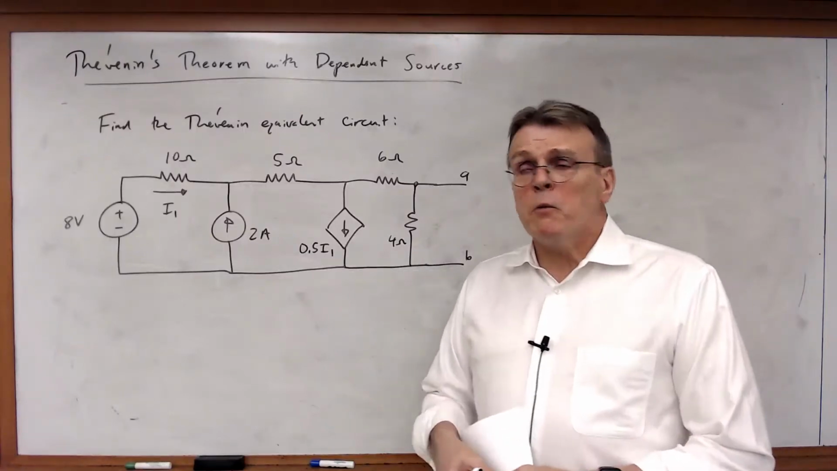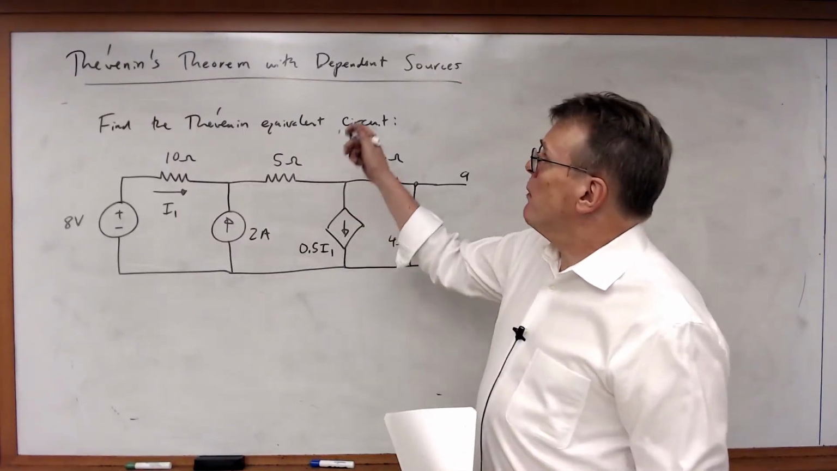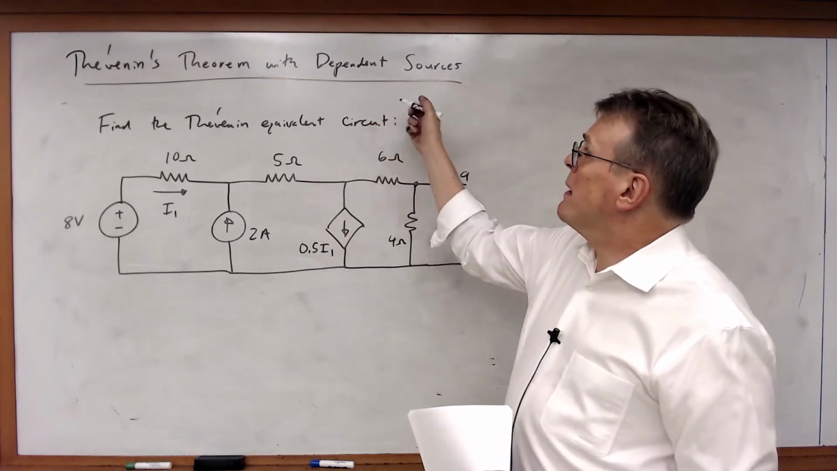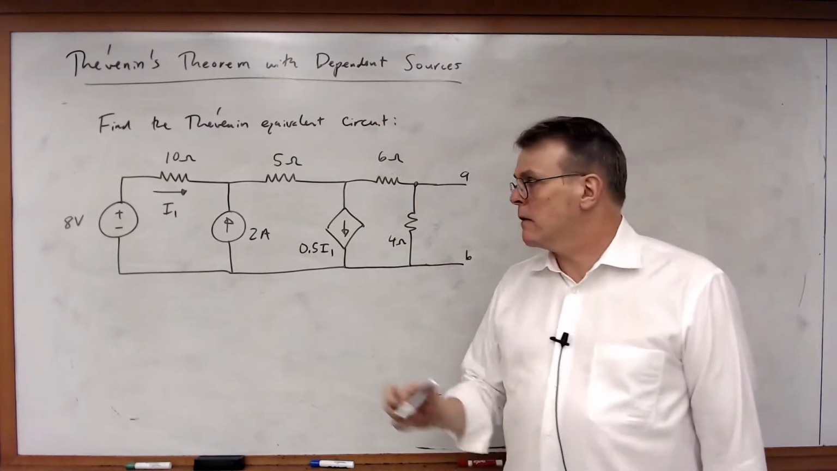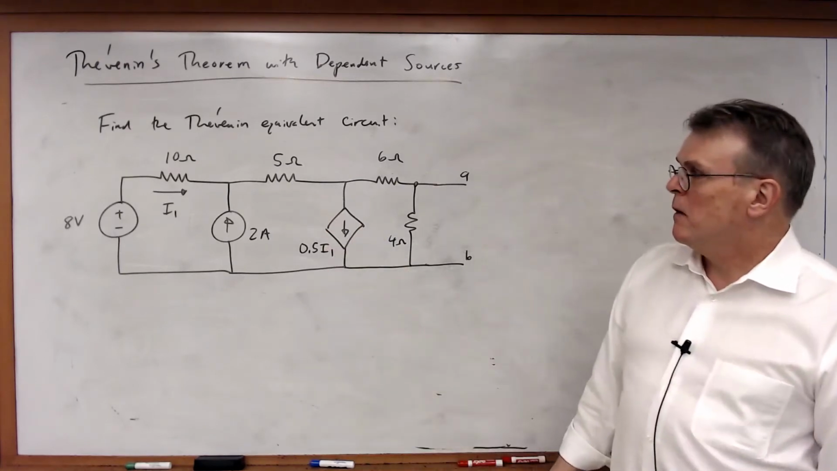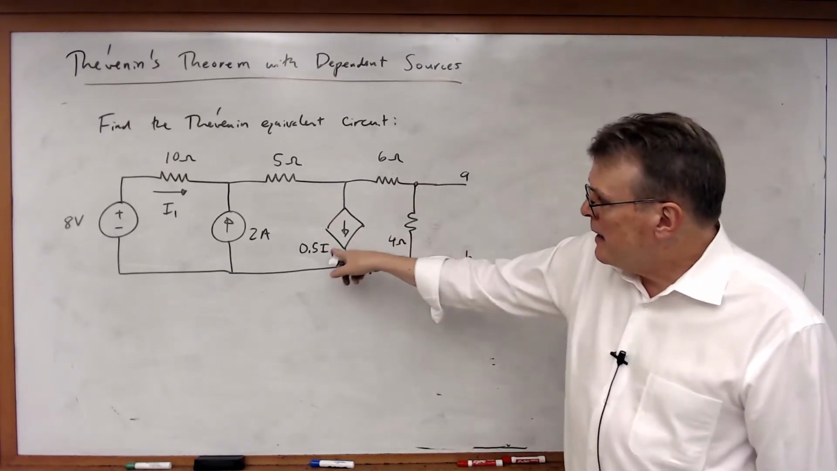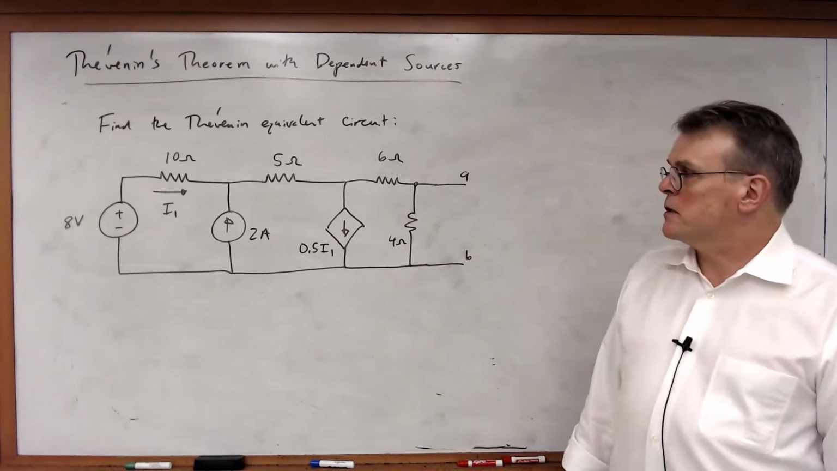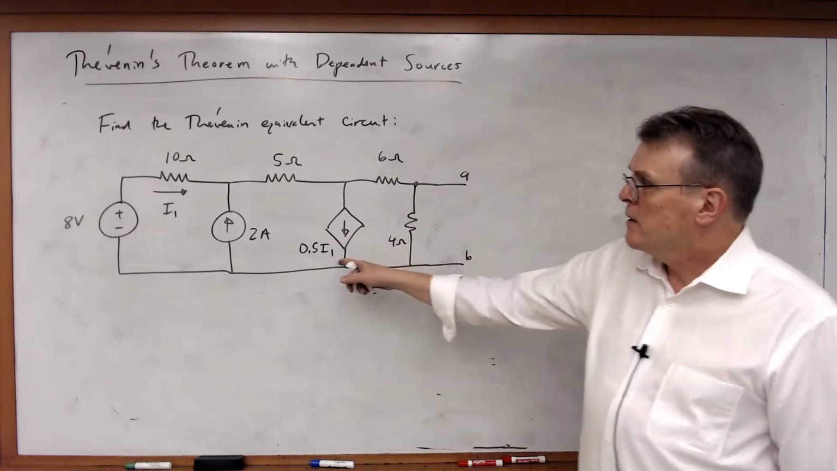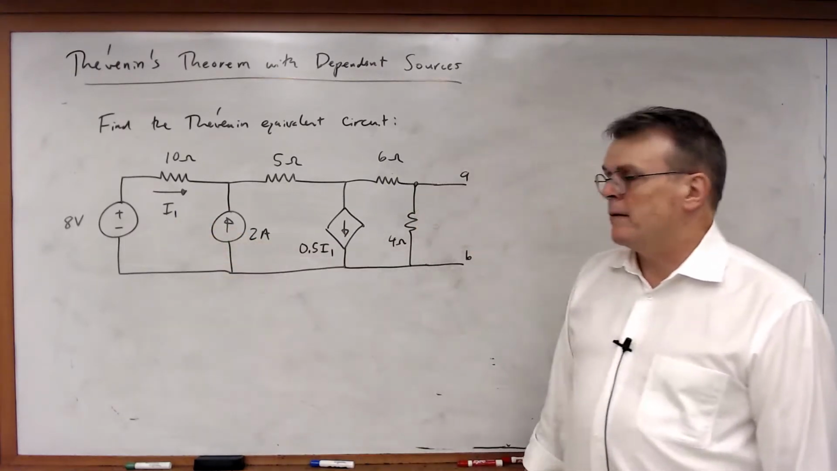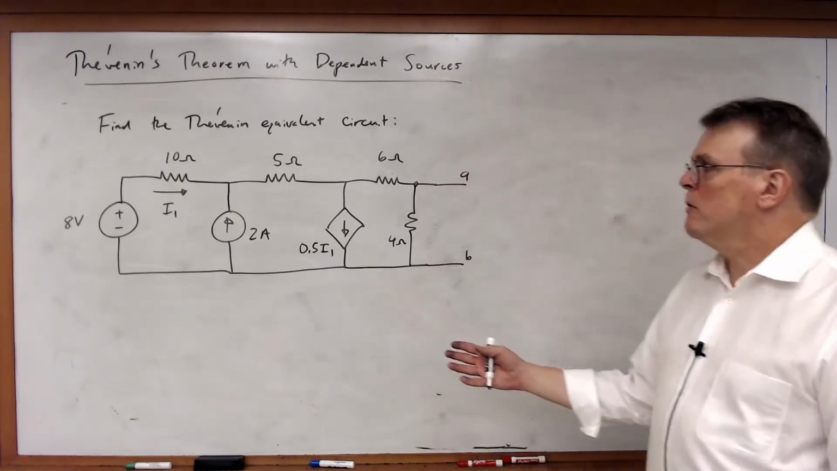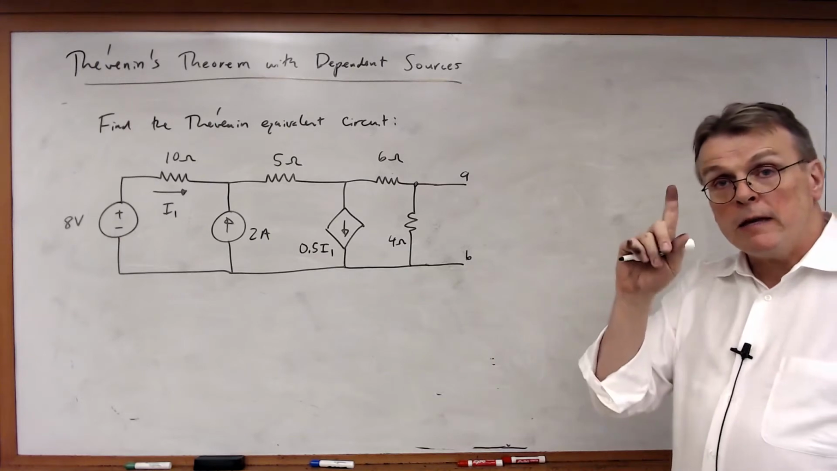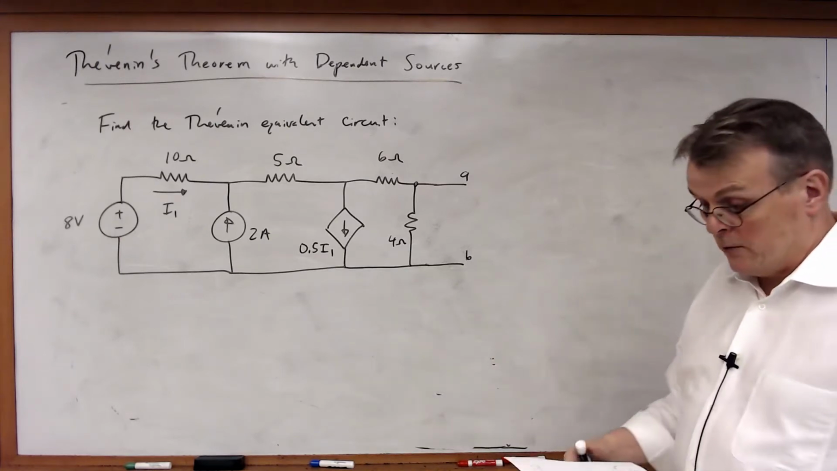Okay, this time we're going to look at Thevenin's theorem, but we're going to look at it for a circuit where we have a dependent source included. So how does Thevenin's theorem work for this particular example, where I've got a current controlled current source, a dependent source in the circuit controlled by that current I1? How do we apply Thevenin's theorem? Well, let's first do the Thevenin equivalent voltage calculation.